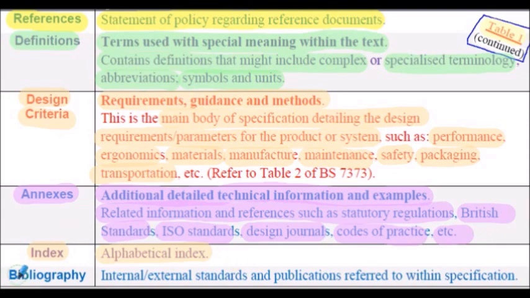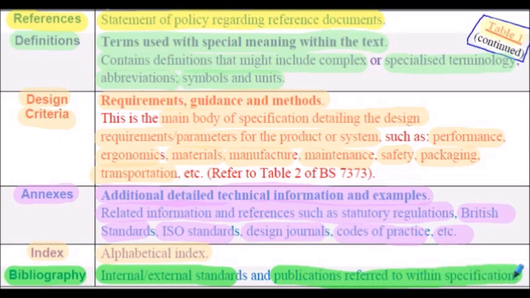And finally, BS 7373 states what it terms the bibliography, and this relates to internal and external standards and publications referred to within the specification. As I said previously, when I'm working with technician engineering students, I tend to use the reference section for all references that are stated within the specification, whether that's British standards, European standards, international standards, etc.